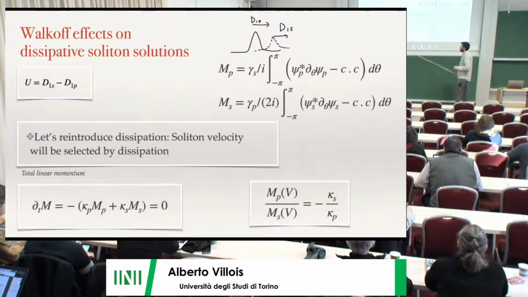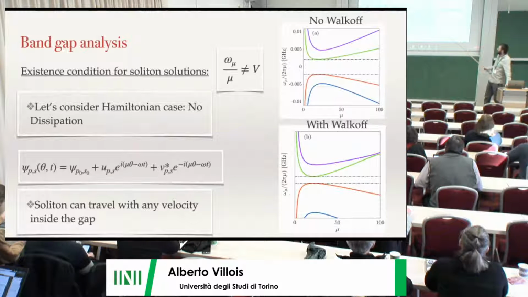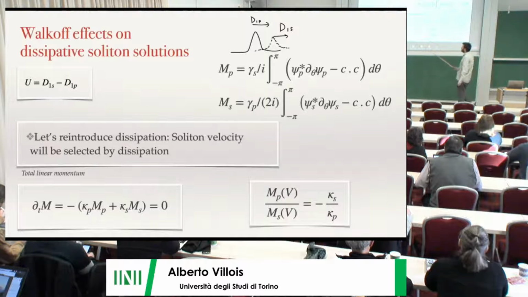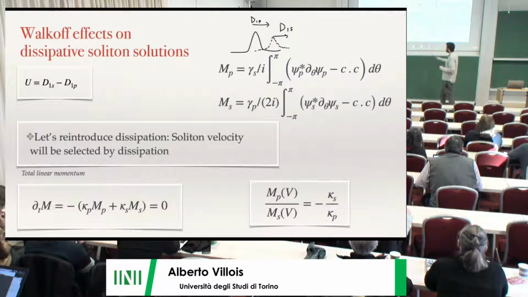Another important feature of everything I presented in this calculation was that it was Hamiltonian. Otherwise, this weakly dispersive relation will be imaginary. So let's reintroduce dissipation. Now the system is not Hamiltonian anymore. That means that the total momentum of our system is going to be a combination.